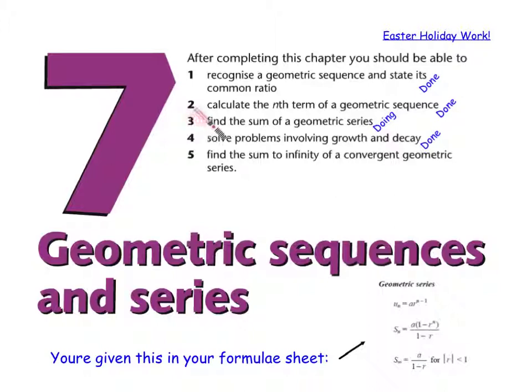In today's lesson we're going to be finding the sum of a geometric series. This is where we're going to arrive at this formula down here: Sn equals a brackets 1 minus r to the n over 1 minus r. So we will derive this and show you how this works.